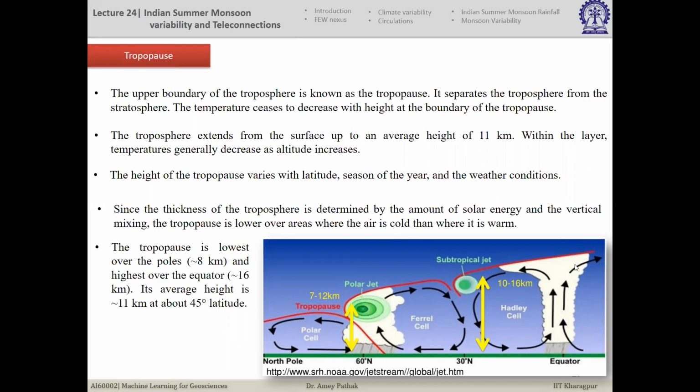So beyond this layer, temperature ceases to decrease with height at the boundary of the troposphere. As I said, the height is different for different layers, and that has something to do with the heating received by the Earth's surface. You can see there are some breaks here. We will see why these breaks are there.